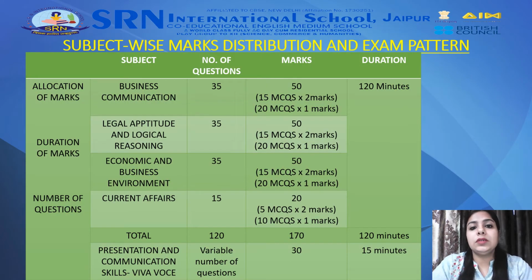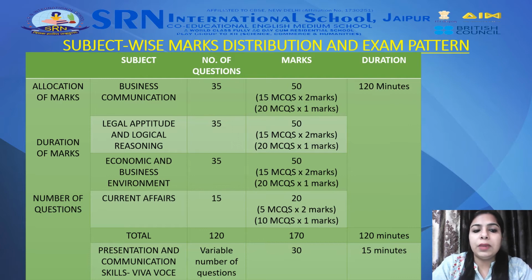Now let us discuss the subject-wise marks distribution and exam pattern of the CSEET exam, or the entrance exam of the CS course. So students, there are 4 subjects in the CSEET entrance exam. The very first subject is Business Communication, and there will be 35 questions in this section, and the marks allocated to this section is 15 marks. And you can see the subdivision of the questions in this section, that is 15 MCQs of 2 marks and 20 MCQs of 1 mark each will be asked.